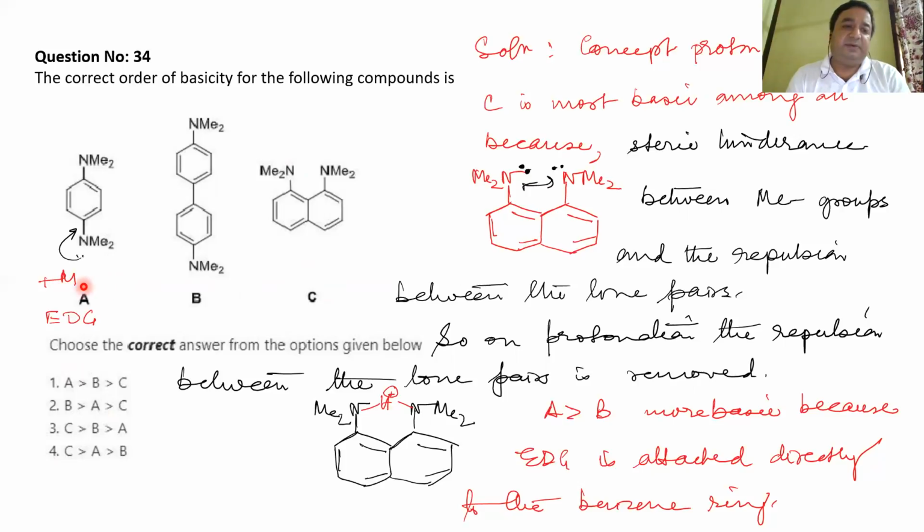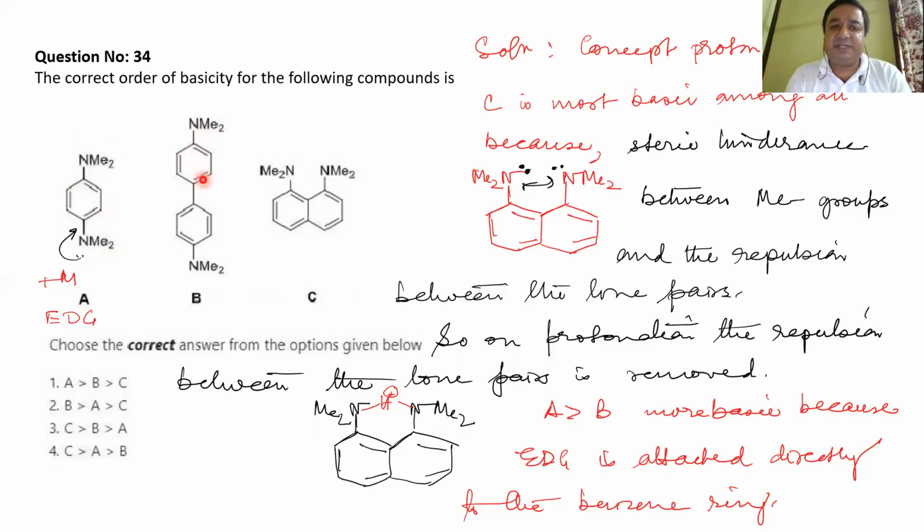Now, among A and B, which is more basic? Basicity of amines depends on the availability of the lone pair on nitrogen and also on the stability of the conjugate acid that is formed. So this is the conjugate acid. Over here you can see the NMe2 group, because of its plus M effect, is going to donate electrons to the benzene ring and make this benzene ring more electron rich, which means that this particular lone pair on the nitrogen is more available.